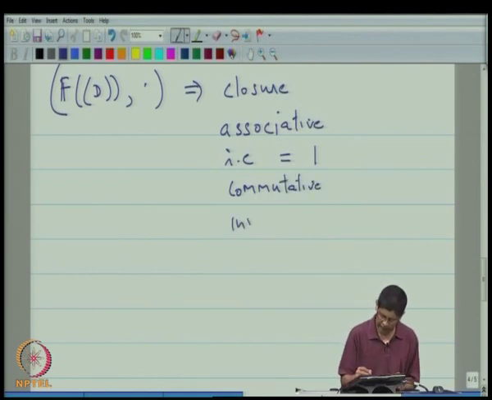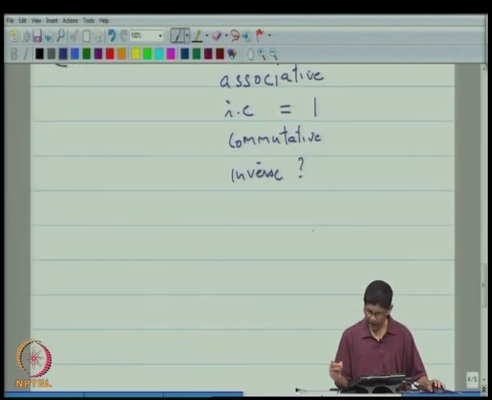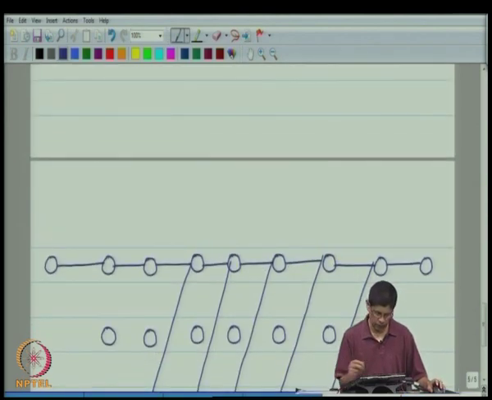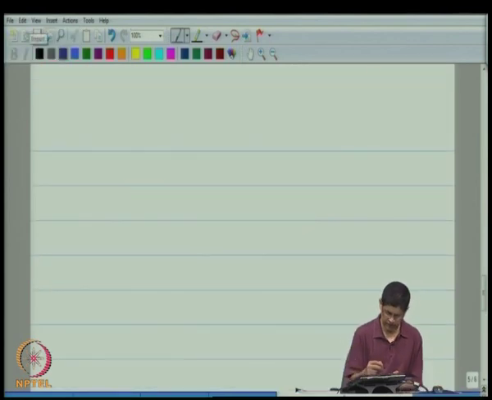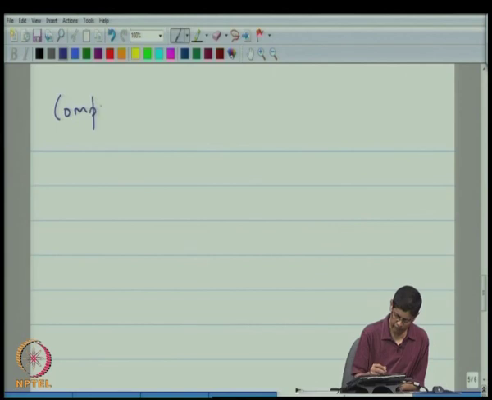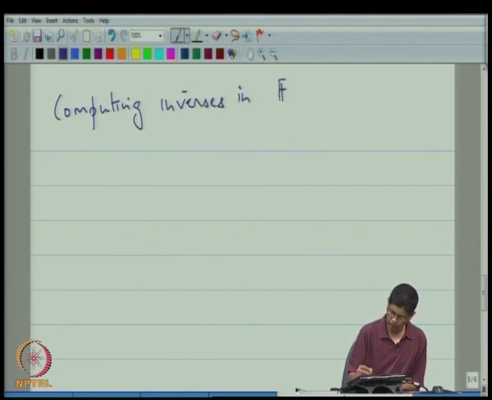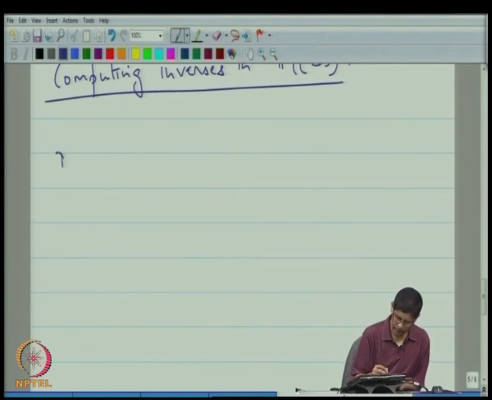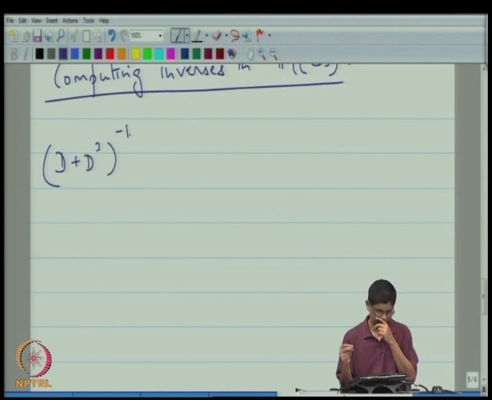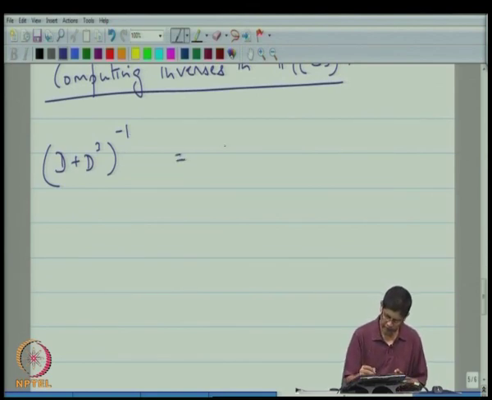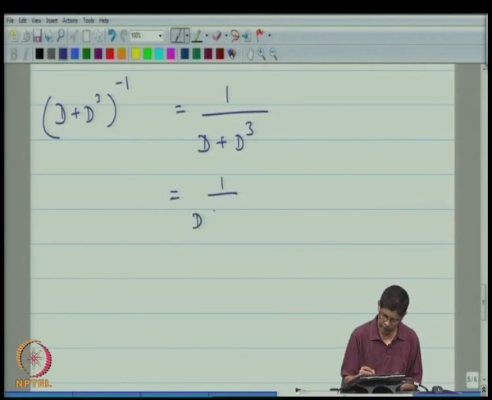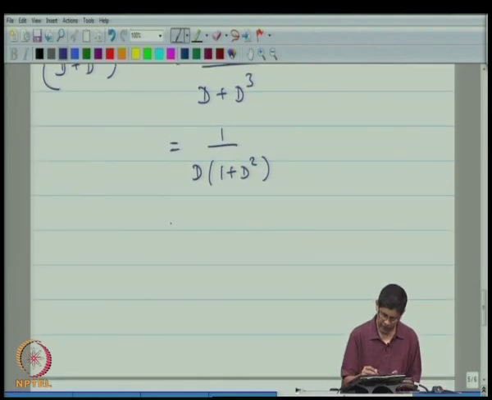So, the only question that you might have in your mind is, what about inverses? And towards that, let me just take an example and show you how one would actually compute inverses in this case. Supposing you needed to compute, let us say, the inverse of d plus d cubed. You can write this as 1 upon d plus d cubed, which you can write as 1 upon d times 1 plus d squared, and this 1 upon d becomes d inverse divided by 1 plus d squared.